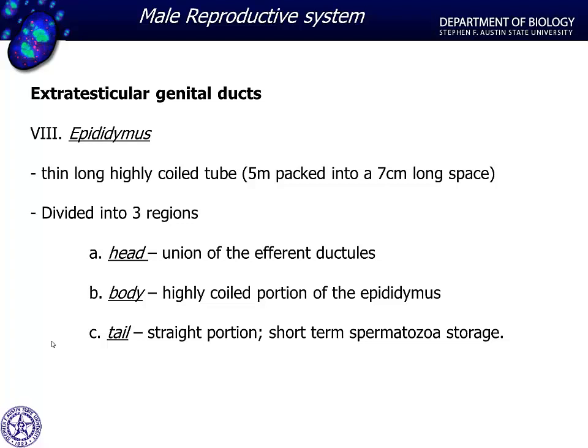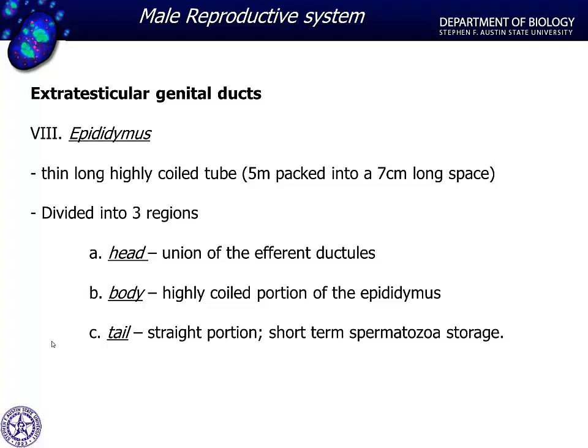Now, extratesticular, this is really the first part where we're going to say totally outside of the testes. And here we begin with the epididymis. The epididymis is going to be fairly long. It's 5 meters of tube, but packed into a very small space, 7 centimeters in its length of the space. And so it's going to be highly coiled, and you may have seen this in comparative anatomy.